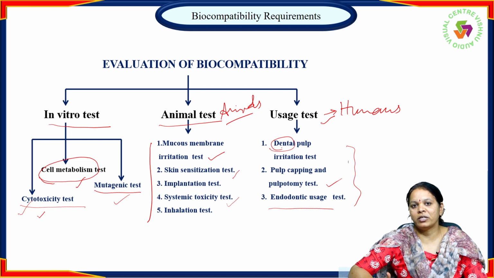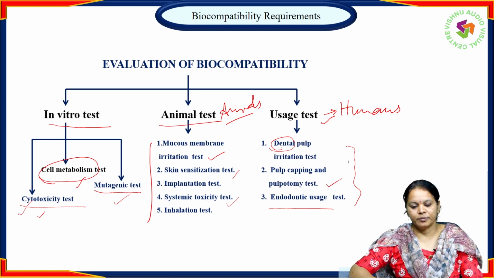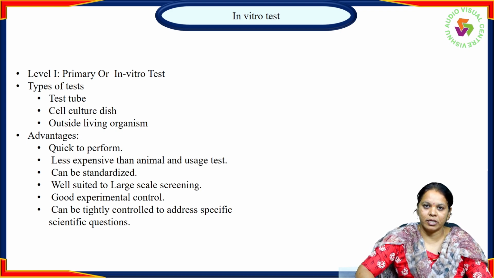So that would be the final end usage test, which would finally give a result based upon which we can decide whether this material can be used for designing artificial tooth or not. So these are the 3 levels of test. Now going a bit in detail with the testing methodologies.